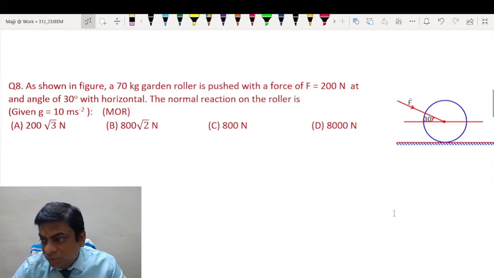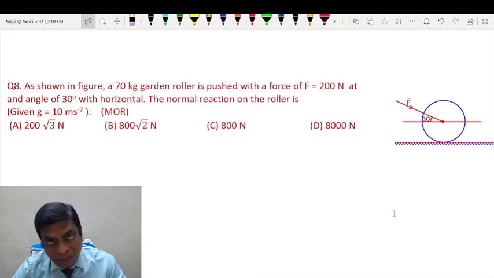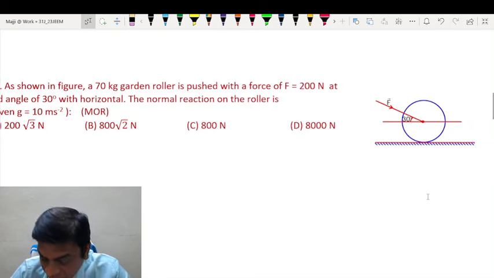This is very simple. You have to draw the free body diagram, students. Then finally, you have to resolve all the forces along the horizontal and vertical directions. Once you do this, then it's a matter of just a simple calculation. So I'll draw the free body diagram here itself.